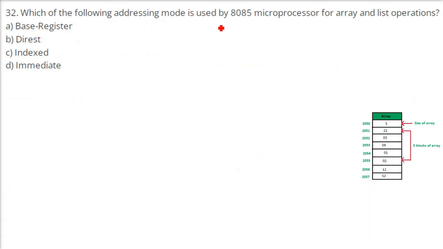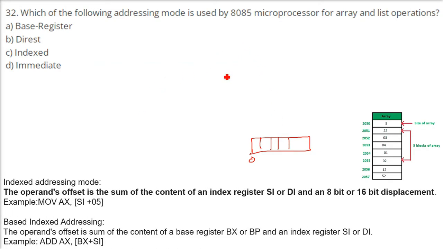Which of the following addressing modes is used by the 8085 microprocessor for array and list operations? See, whenever array and list operations come, you just have to think about indexing. Because array is all about the index, which place the data is stored. List is all about which place the data is stored. So array starts with 0. Then there has to be some indexing. That is, we have to start from here and then go up to which point.